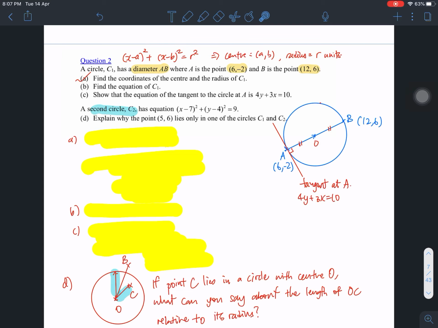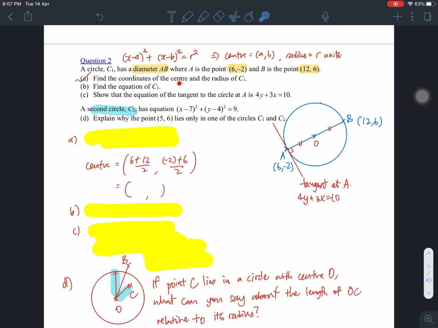Okay, so in order to find the center in this case, we'll simply apply the midpoint formula, right? And substitute the relevant values into the formula to find the center. That I will leave you to find out yourself, okay?